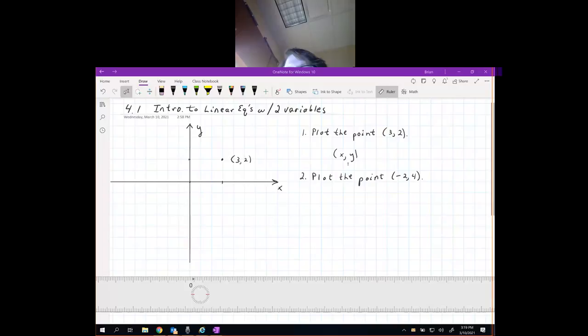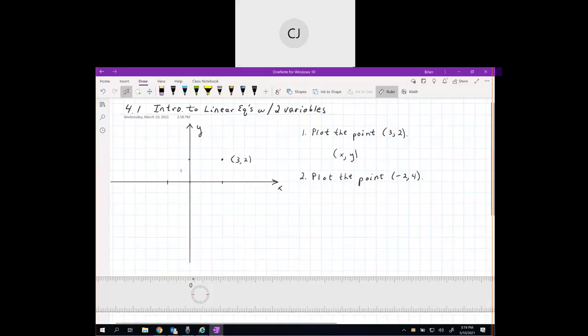All right, plot the point negative 2, 4. Watch my cursor. If I'm starting here at the origin, how do you think I'm going to get to the point negative 2, 4? So starting in the middle, how do I get there, do you think? You go left. How many places? 2. 2 places to the left. I'll make a mark. And then what do I do from there? You go up 4. Up 4.